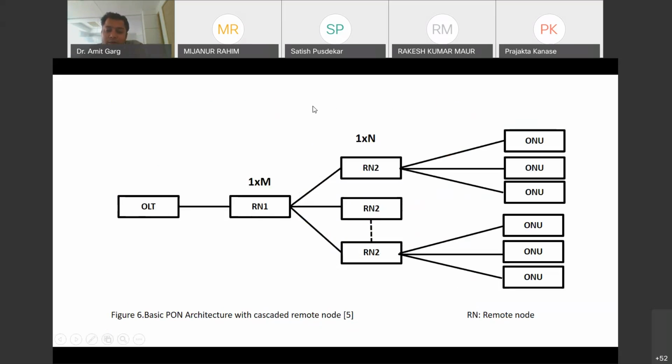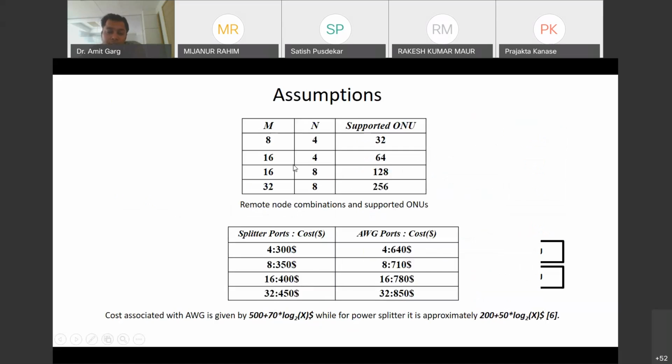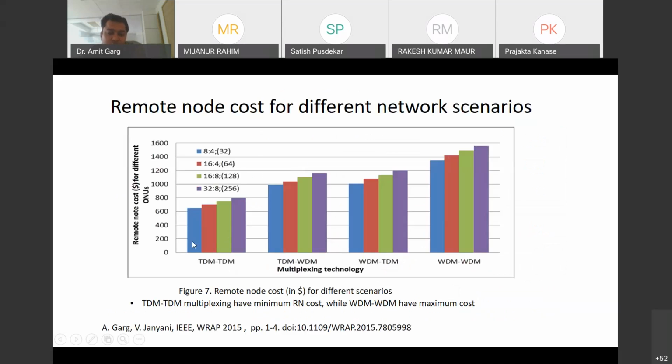If we are installing the power splitter, then it will be pure TDM. If we are installing AWG here, then it will be pure WDM. And if we are installing power splitter here and AWG here, or AWG here and power splitter here, then it will be the hybrid. Okay, if you see the remote node cost for different network conditions, the cost of the pure TDM condition is basically the least, while it is maximum for pure WDM and moderate for hybrid. Okay, so just calculate, I will not go deeper.